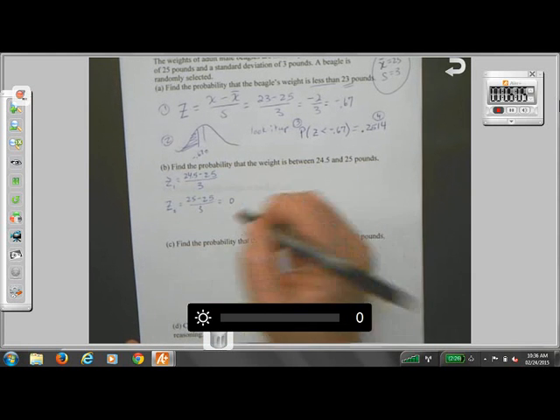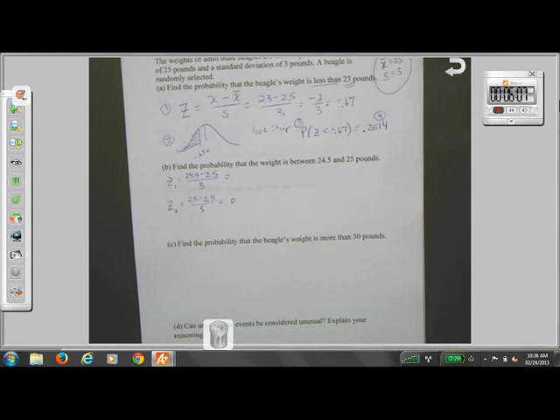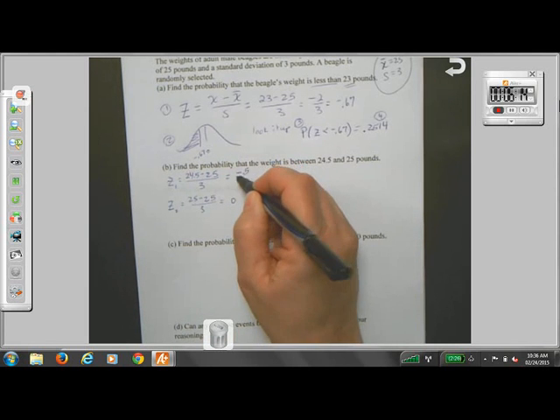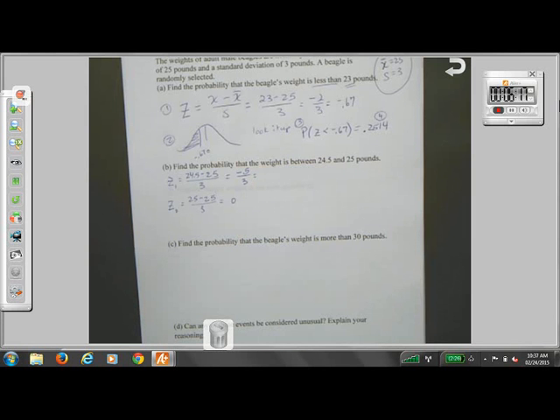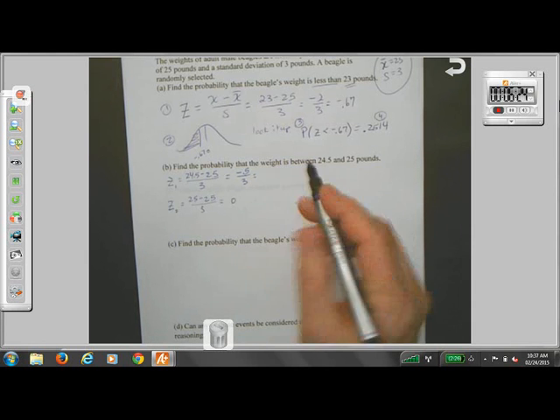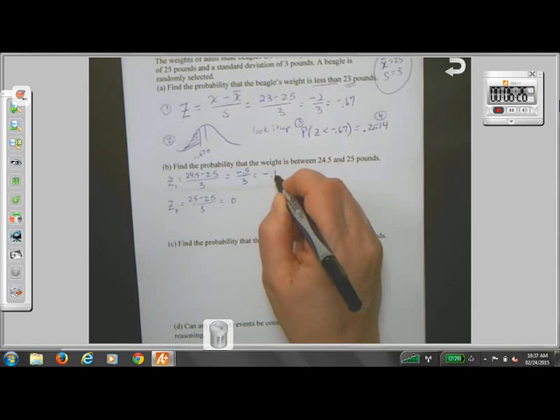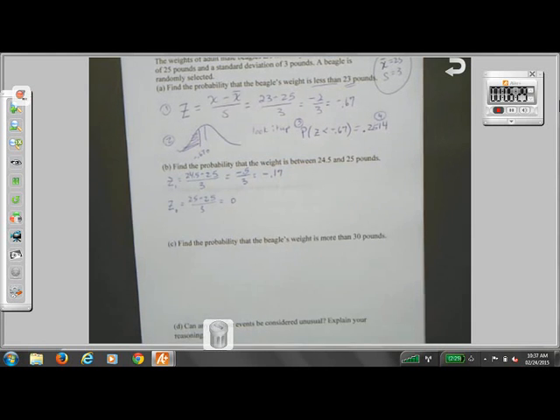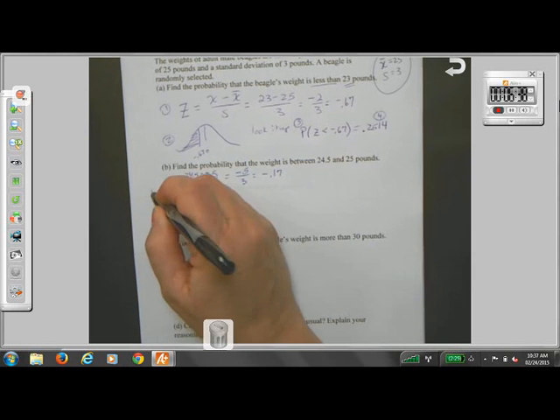All right, that's obvious. This one is a little bit different, so we want to get the calculator out. 24.5 minus 25 is negative 0.5, divided by 3. We need a decimal here, so we do that division. Negative 0.5 divided by 3 is negative 0.17. Okay, always round to the hundredths place for the z-score, because that's what the table has the values in. So this is step one.